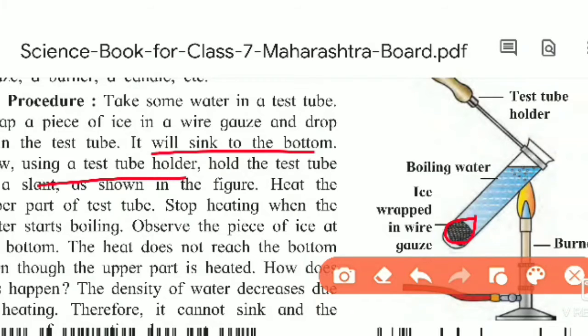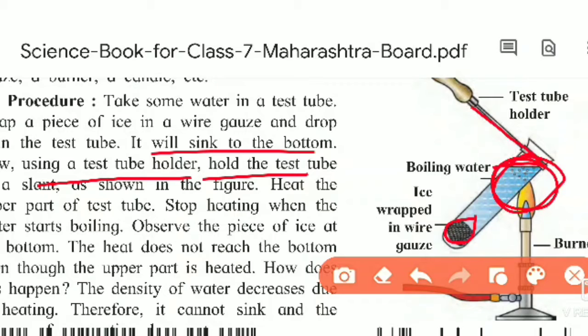Now using the test tube holder, hold the test tube. So here it is a test tube holder. We have to hold this test tube slanted as shown in the figure. Heat the upper part of the test tube. Now we have to give heat at this place only. We are not providing heat downside here. We are providing heat to the upper part of the test tube as shown in the figure. Stop heating when the water starts boiling. Now this water starts boiling.